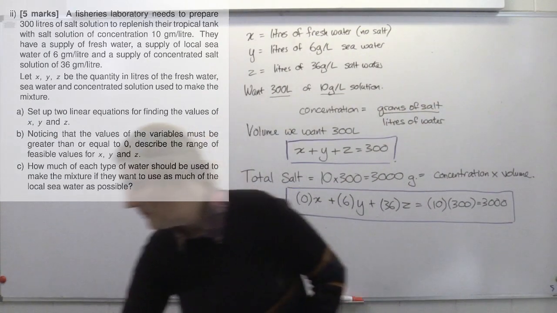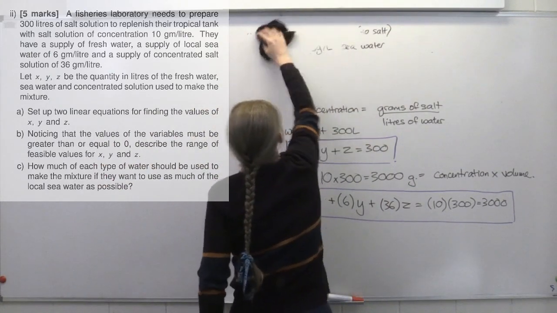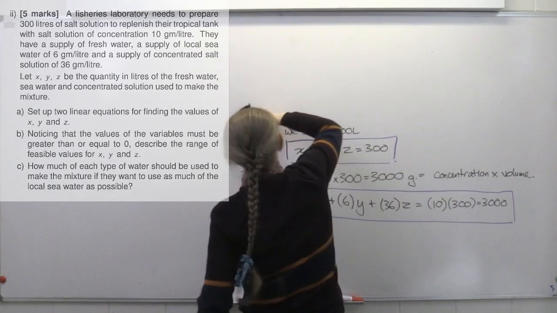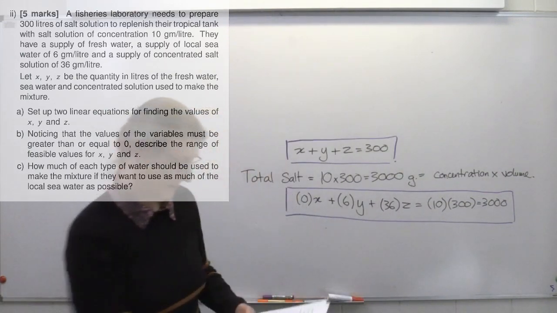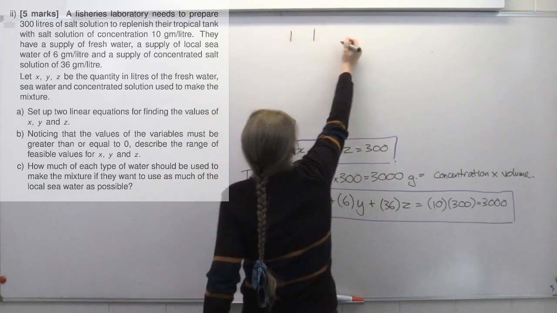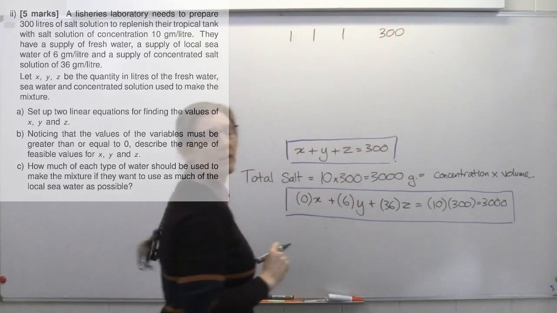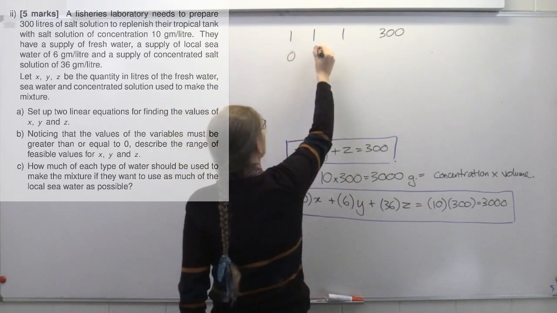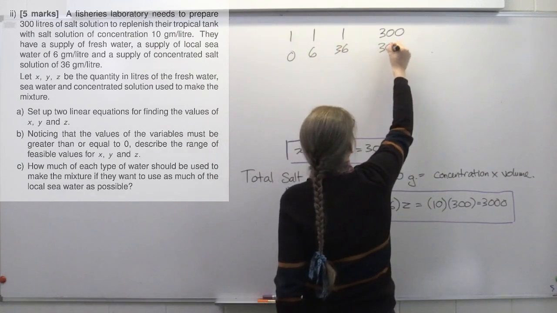I'm going to rub off the top. And whilst these are still there, I am going to write these 2 equations as an augmented matrix for x, y and z. So 1x plus 1y plus 1z is equal to 300. That's the volume equation. 0x plus 6y plus 36z is equal to 3000.